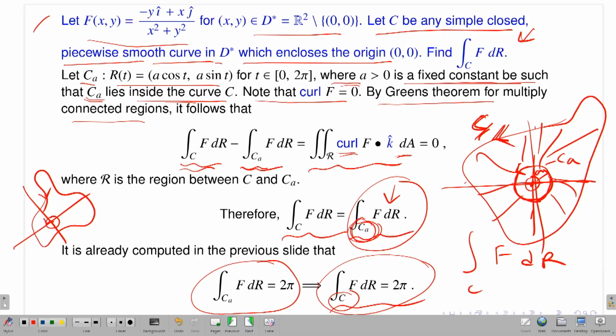is exactly the same as the vector line integral over a small circle with center at the origin and radius a, and that you can easily calculate because you know the parameterization of C_a. In this way you can calculate the vector line integral of capital F over any simple closed piecewise smooth curve in this star enclosing the origin. This is very nice. Okay, so I think this is clear.